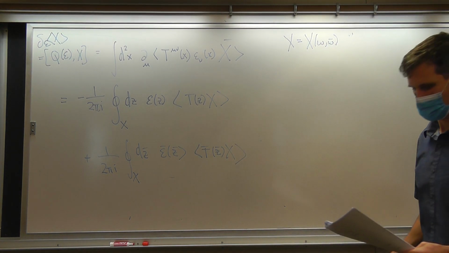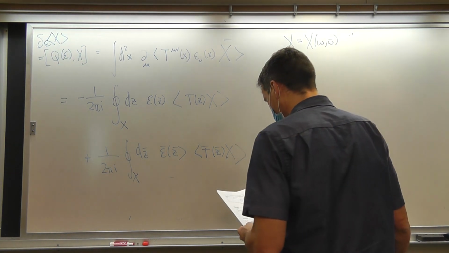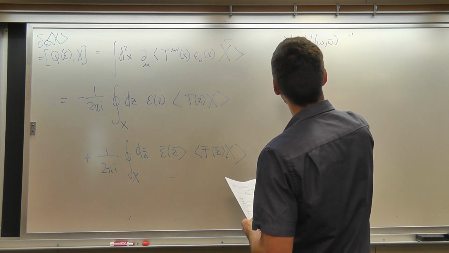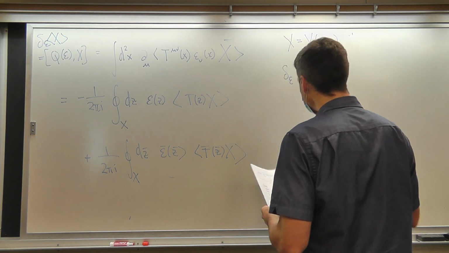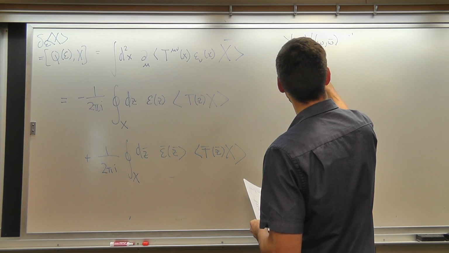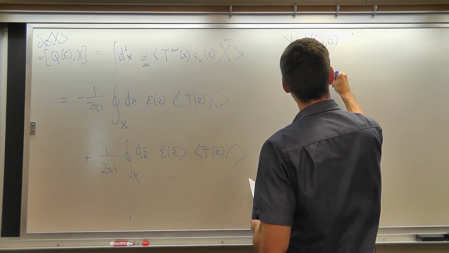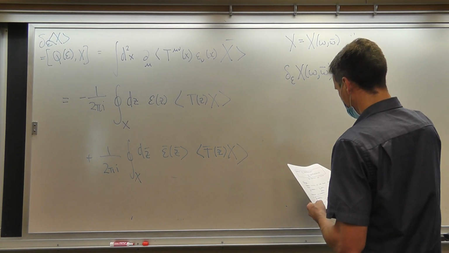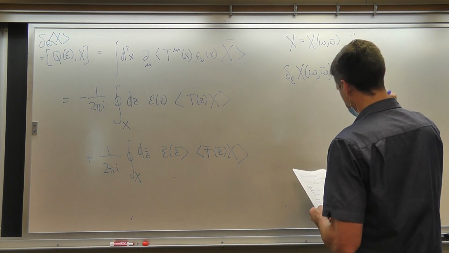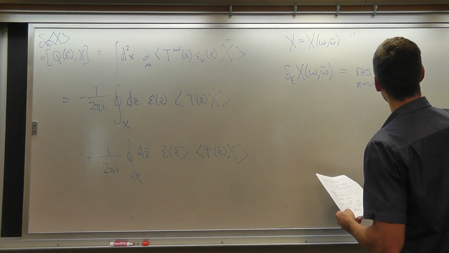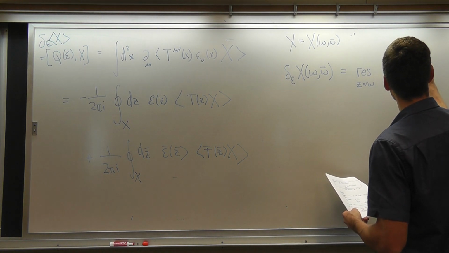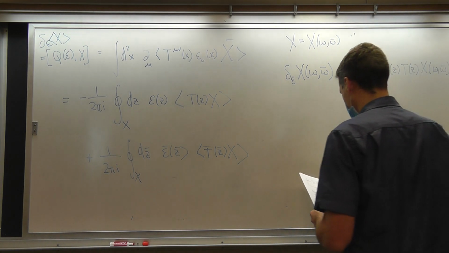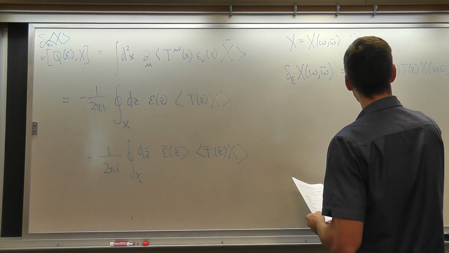Okay, so the final version of the Ward identity that I'm going to use later is this one: delta epsilon x of w, w bar is equal to the residue, z near w, of epsilon of z, T of z, x of w, w bar, plus the bar terms.